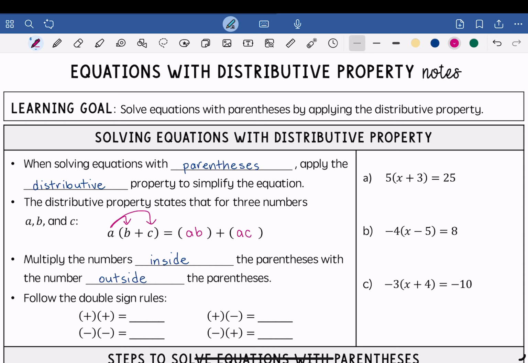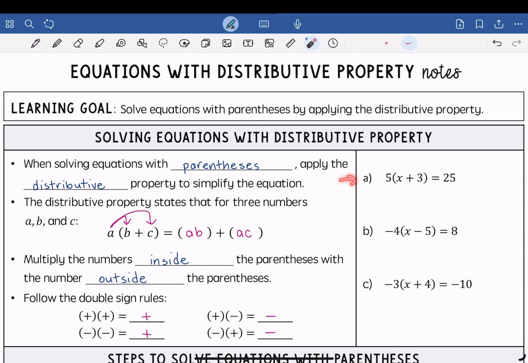So we multiply the numbers inside the parentheses with the number outside the parentheses. And as you're doing that, also ensure that you're following the double sign rules. So if you have two positives, so a positive times a positive, or if you're adding two positives or dividing, you'll have a positive. If you have two negatives, you also have a positive. A positive and a negative makes a negative. A negative and a positive makes a negative as well.